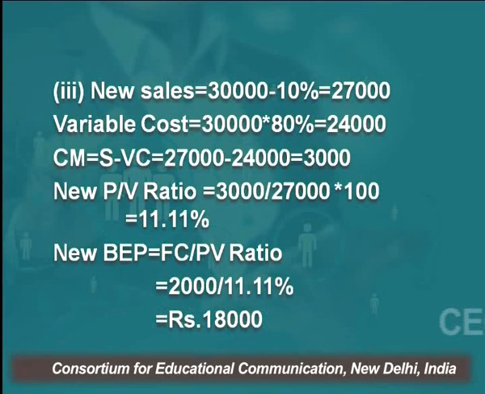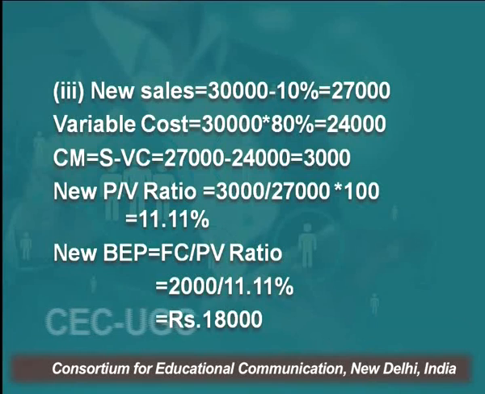Your variable cost is 80%. Since your contribution margin is 20%, it means your variable cost portion is 80%. We have just calculated the CS ratio 20%. So 30,000 into 80%, because we are calculating this variable cost on the basis of the original sales. It is the reduction in the prices. When you reduce the price, it is not going to impact your variable cost. So the variable cost, friends, I am calculating on the basis of my original sales.